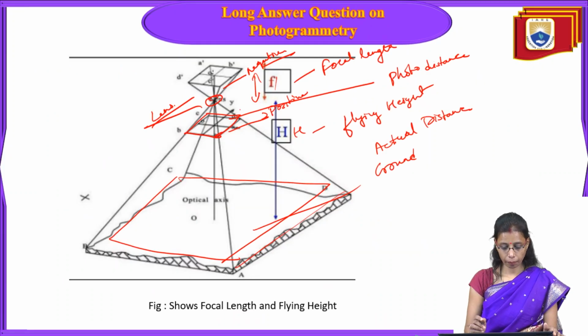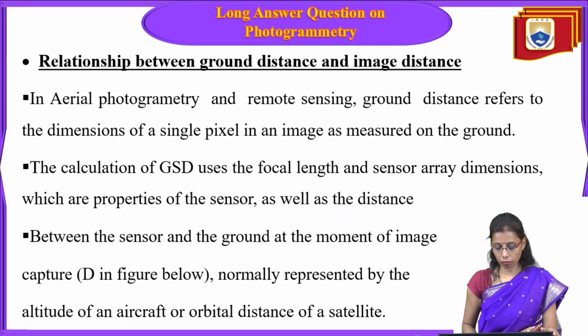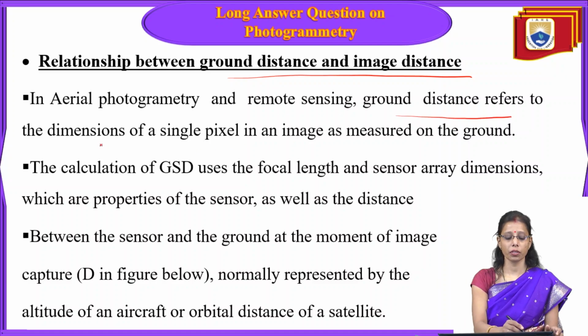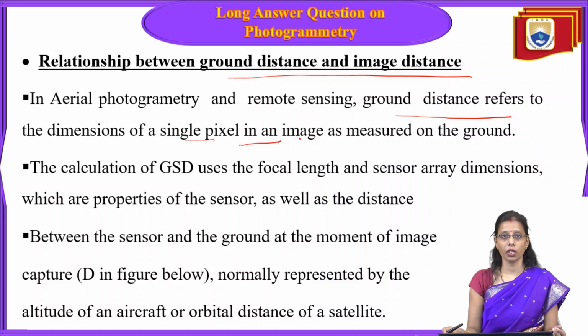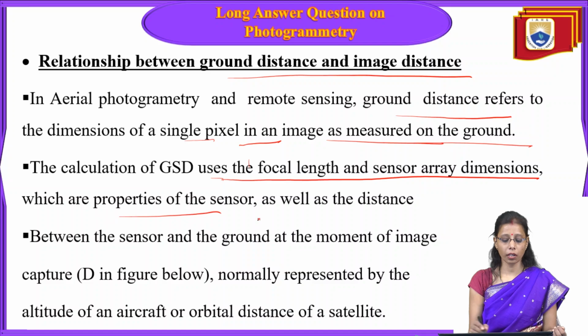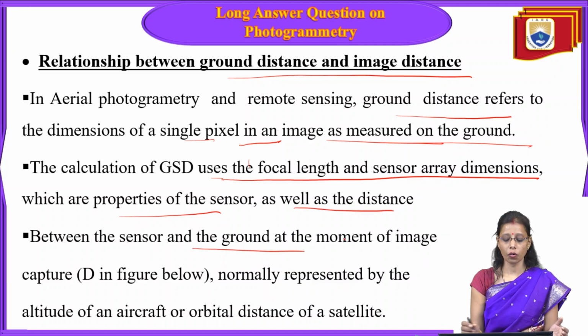So in H minus h, f is equal to the focal length of the camera, and H minus h is the flying height of the aircraft minus the height of the building. Now, the relationship between ground distance and the image distance. How is it related? In aerial photography and remote sensing, ground distance refers to the dimensions of a single pixel in an image, measured on the ground. The calculation of GSD uses the focal length and the sensor array dimensions, which are properties of the sensor, as well as the distance between the sensor and the ground and the movement of the image. This is normally represented by the altitude of an aircraft and the orbital distance of the satellite. So this is the relationship between the ground distance and the image distance.